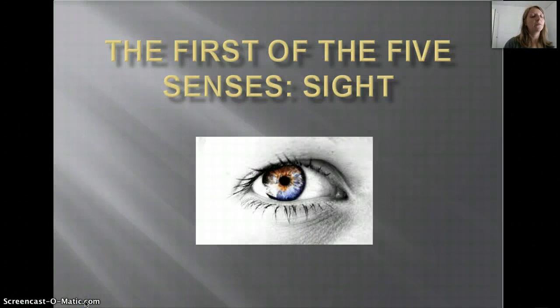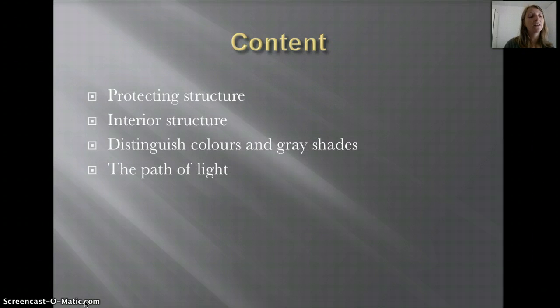Good morning. This lesson will focus on the first of the five senses, namely sight. Besides the protecting structures, we will also discuss the interior structure. Thirdly, we will talk about how the eye can distinguish colors and gray shades. And finally, we will go over the path an object does to be seen by our eye.